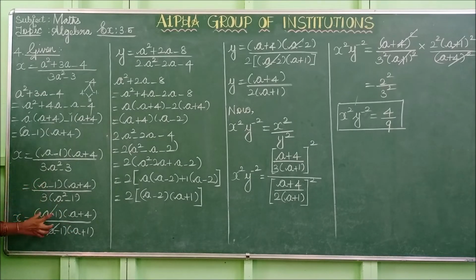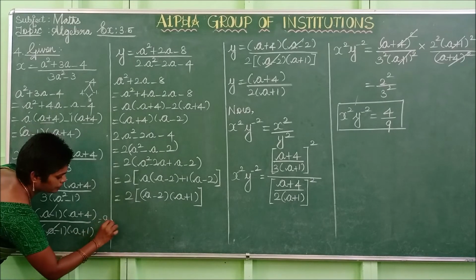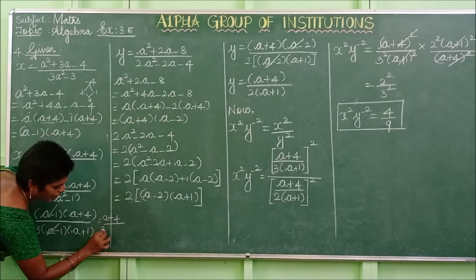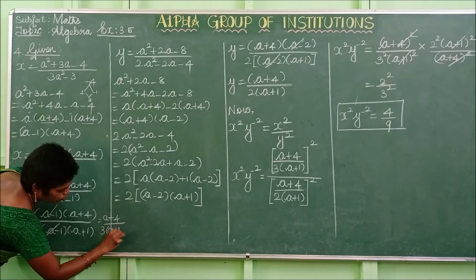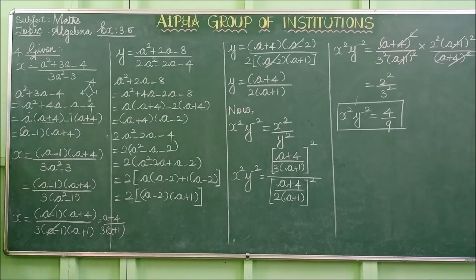In the numerator, a minus 1 into a plus 4. In the denominator, 3 into a squared minus 1 squared, which can be rewritten as a plus 1 into a minus 1. So cancel both a minus 1. What is the remaining term? a plus 4 divided by 3 into a plus 1. This is the value of x.